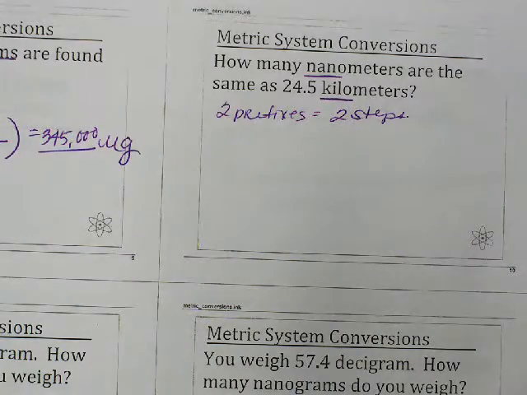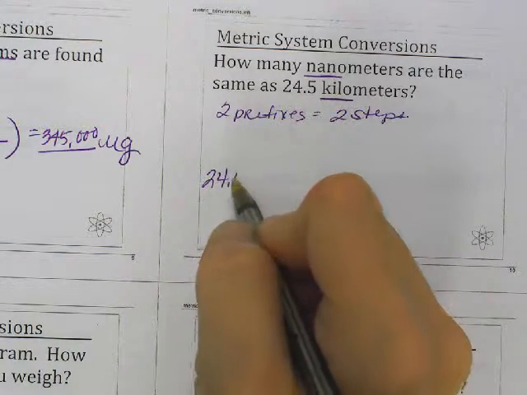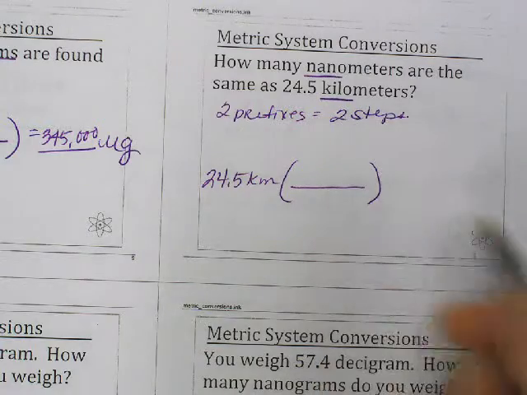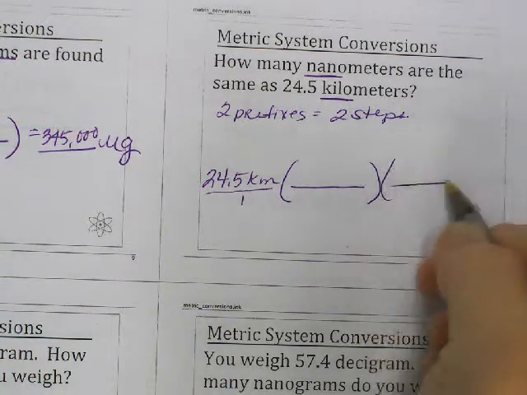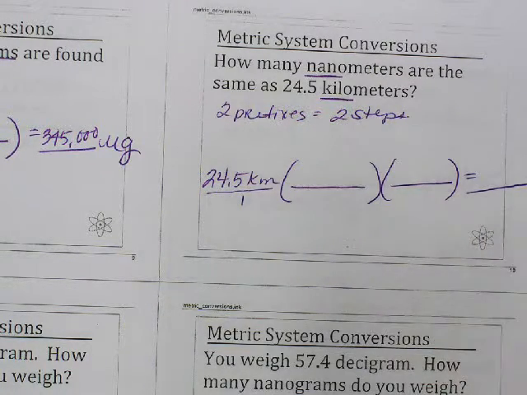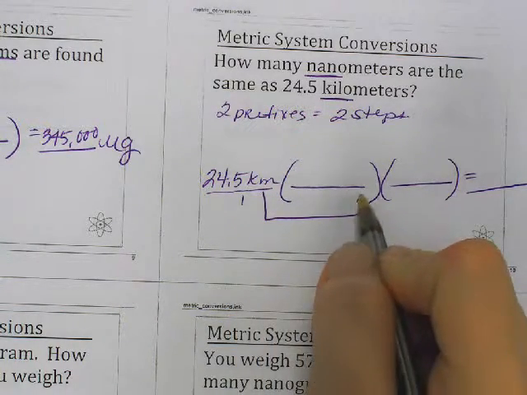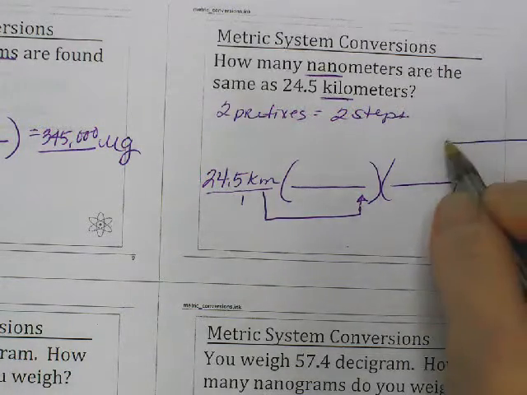So I start by writing out my known again, 24.5 kilometers. I know I'm going to have one step that switches it out of kilometers, and then another step that switches it into nanometers. Usually whatever this unit is, what you're trying to get rid of, goes on the bottom here, and whatever this unit is, what you're trying to get, goes on the top there.